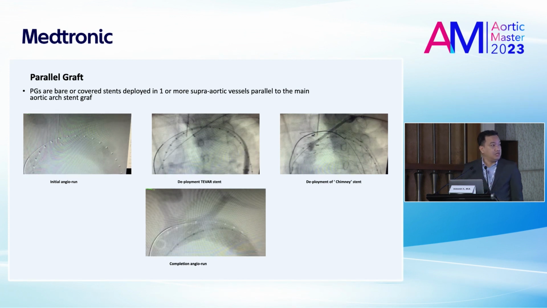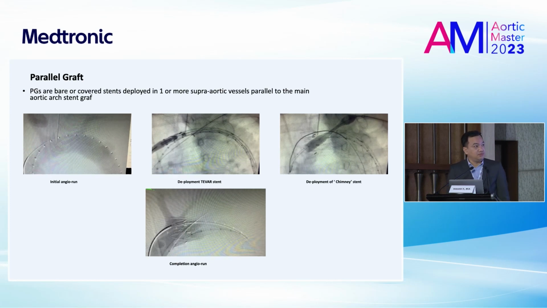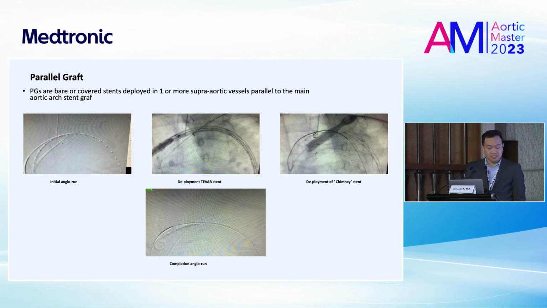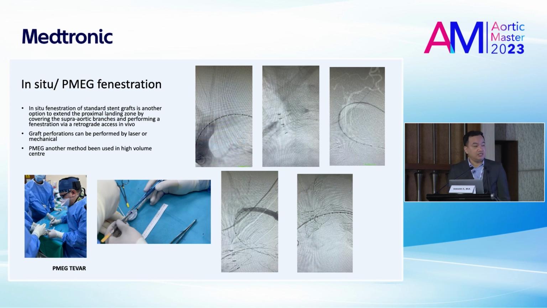Okay, these are the patients who were treated with parallel grafts in my center. Basically, it's TEVAR with a chimney at zone 2. In terms of fenestration, we have the option of in situ fenestration, where we use a stent graft and then create the fenestration in vivo through either needle puncture or laser. Another option is PMEG, which is usually done in high volume centers.